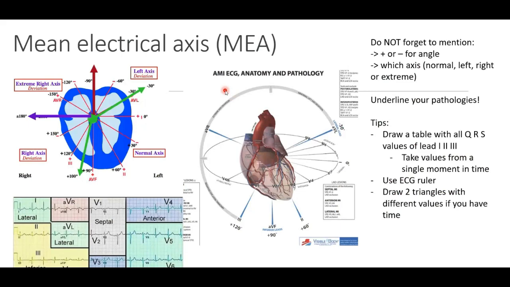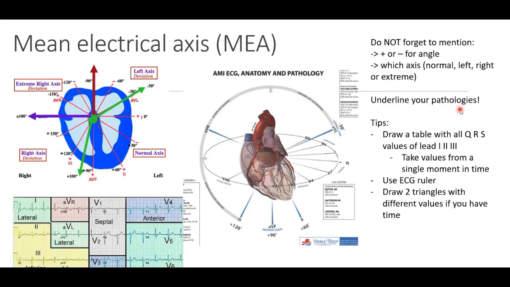You need to mention what the angle is, of course, and then you also have to mention whether the angle is positive or negative. There's no point just putting 30, you have to mention that it's plus 30. And then you have to mention what axis it is. So even if it's in the normal axis range, which is minus 30 to positive 110, you have to mention that it is normal axis. And in case it's a pathology, for example, it's minus 60, that's obviously a left axis deviation. Definitely mention minus 60 and left axis deviation and underline it as well, because of course you need to underline your pathologies.